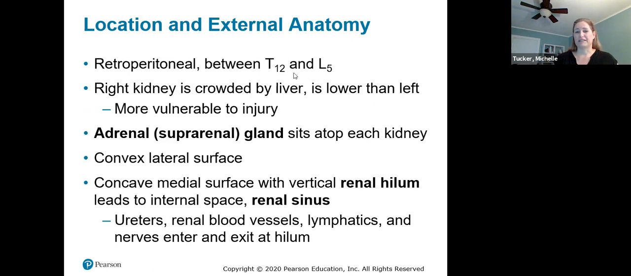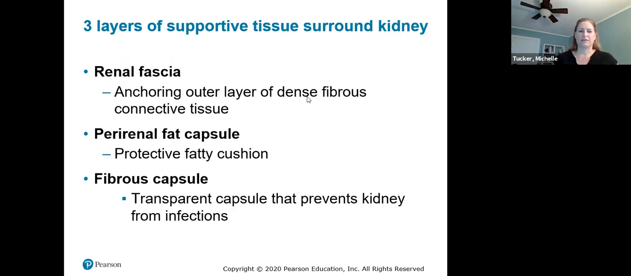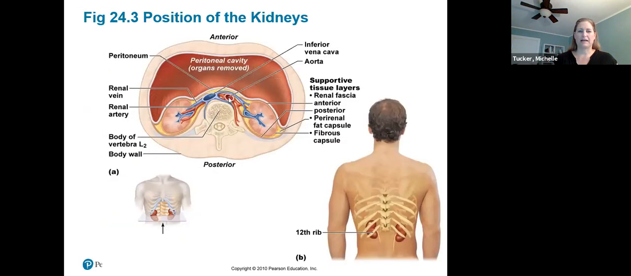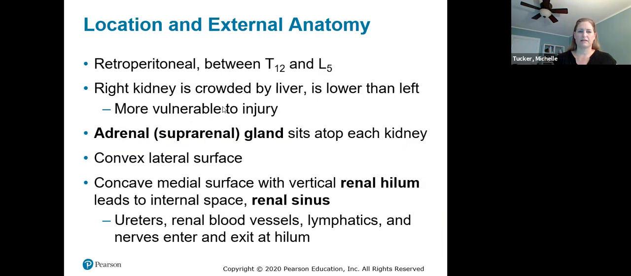Okay. Where are your kidneys? Your kidneys are retroperitoneal. So they are going to be behind the peritoneal cavity, which is what contains your organs like liver, pancreas, stomach, intestines. So if you take those out, that's what this peritoneal cavity is. And then the kidneys sit behind it on either side of the vertebral column. The right kidney is slightly lower, and so it is more vulnerable to injury.